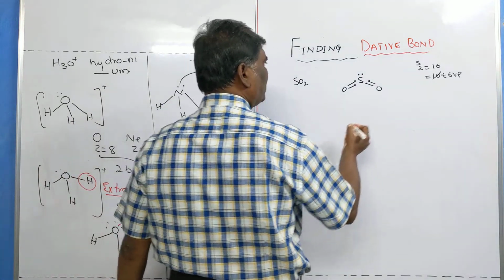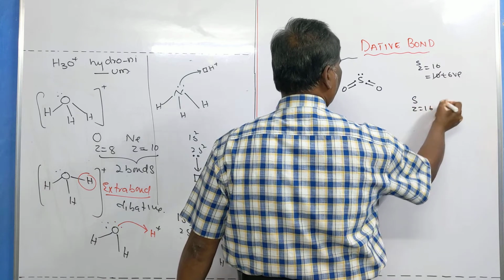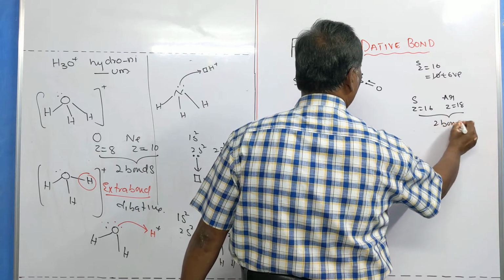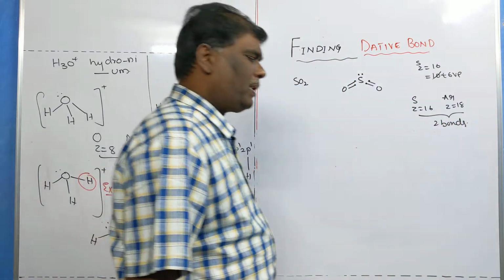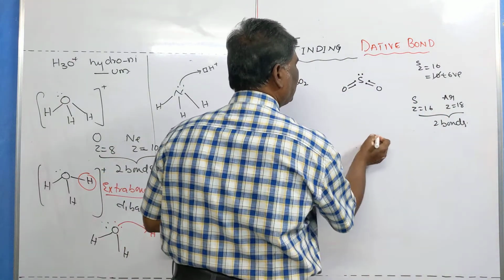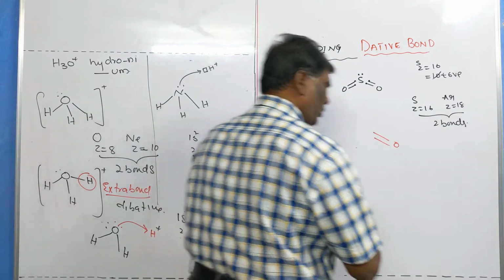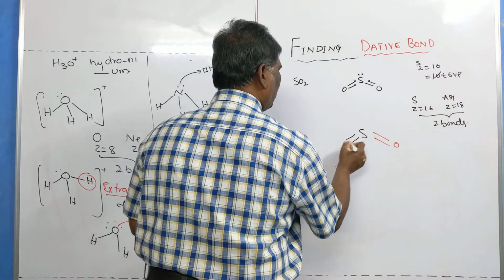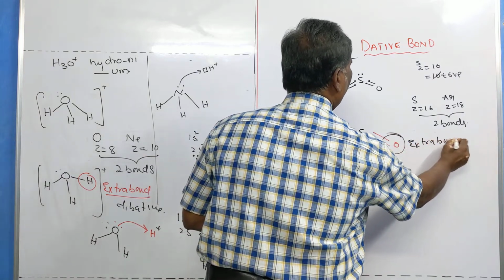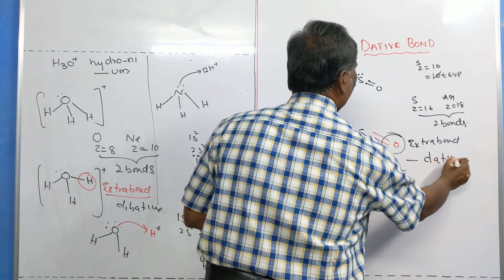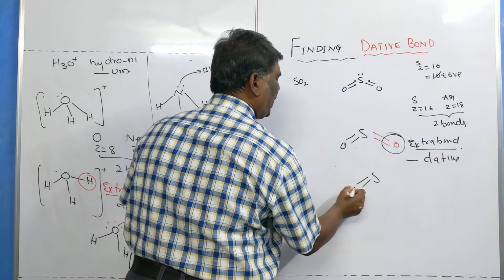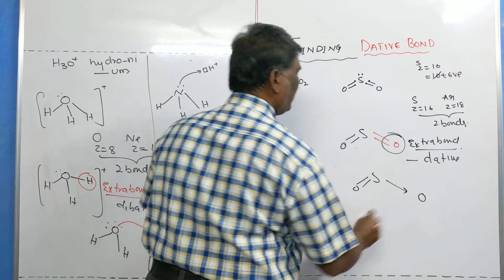Now what about sulfur? Sulfur's atomic number is 16. The nearest inert gas is argon, 18. What is the difference between them? So it has to form two bonds only. But in this structure we have more than two bonds. This is the extra bond. This one is okay, whereas this one is the extra bond. So the extra bond represents a dative bond. So I clearly say SO2 has a dative bond.